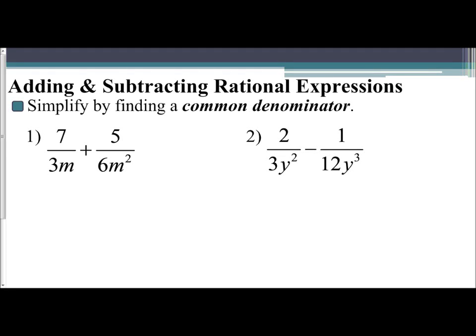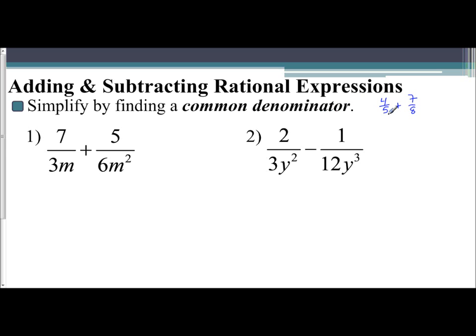In this video series, we're going to look at how to add and subtract rational expressions. In order to do that, we need to remember how we add regular old fractions. Let's say we have 4/5 plus 7/8. How do we add regular old numerical fractions? You need to have a common denominator.